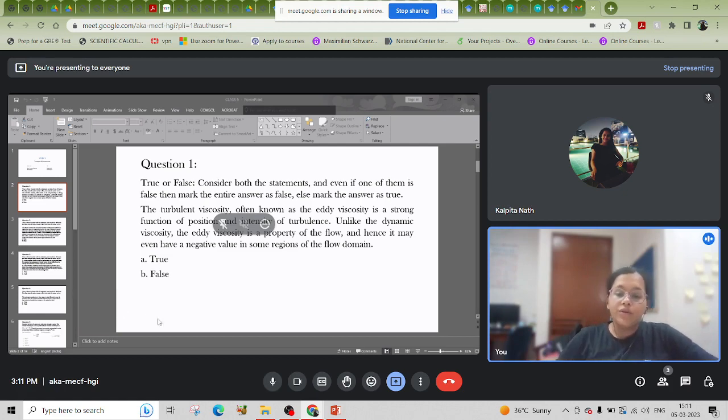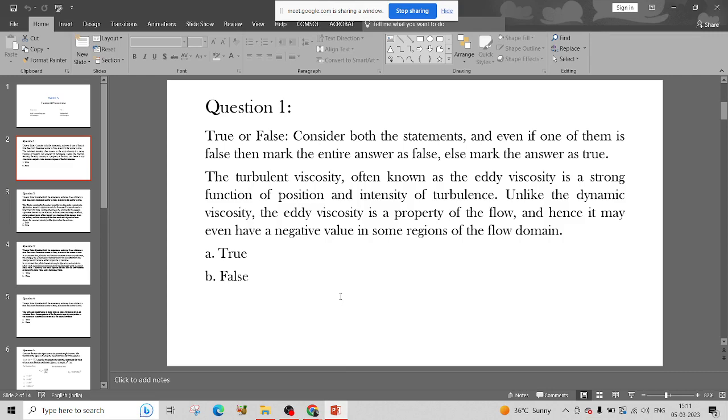Okay, the turbulent viscosity, often known as eddy viscosity, is a strong function of position and intensity. That is obviously true. And unlike the dynamic viscosity, the eddy viscosity is a property of the flow. Hence, it may even have a negative value in some region of the flow domain. Yes, eddy viscosity may have a negative value, and it even depends upon the roughness of the pipe and everything. So yes, this is true. Both of them are true statements. So the answer will be A, that is true. Let us proceed to the second question.